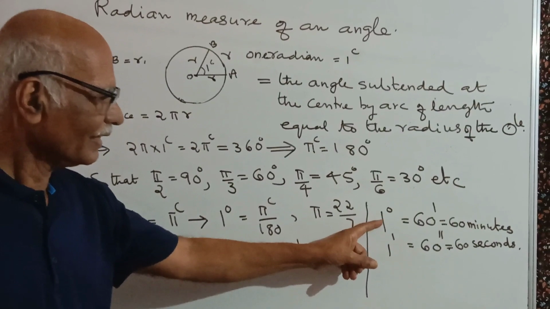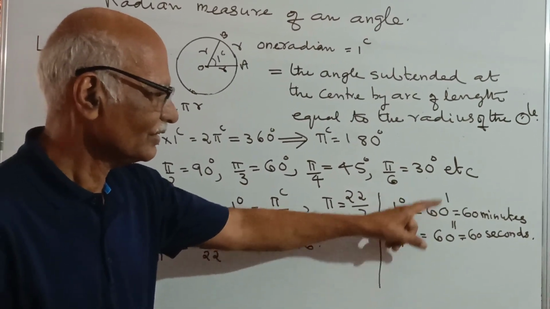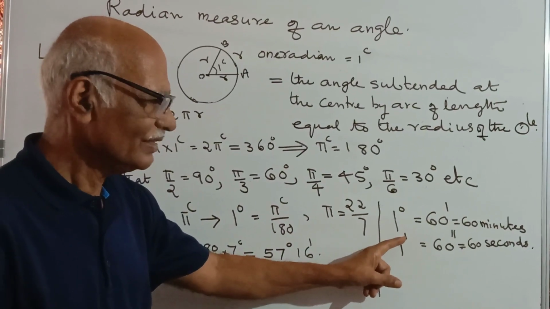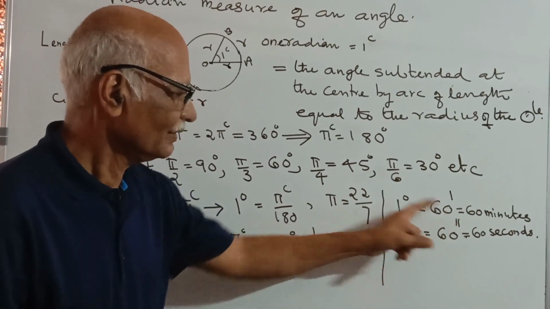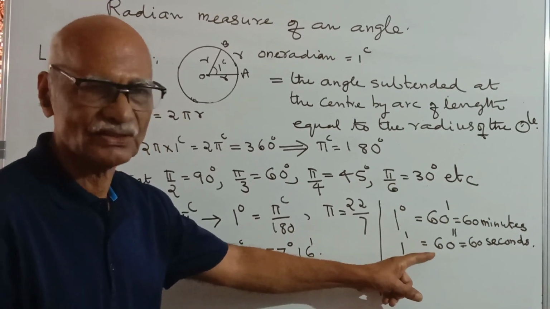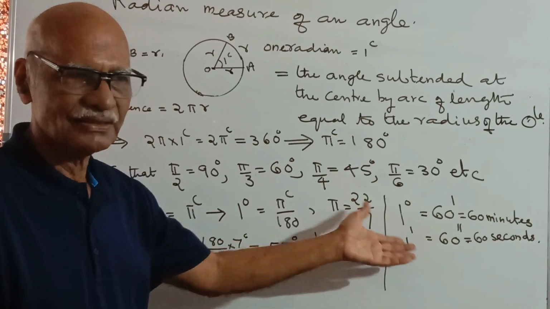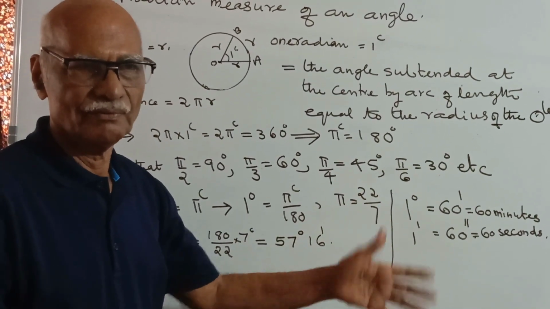Understand, 1 degree is divided into 60 equal parts called minutes. So 60 minutes. And 1 minute is again divided into 60 equal seconds. So 1 degree is 60 minutes, 1 minute is 60 seconds. It is exactly similar to our time, our minutes and seconds.